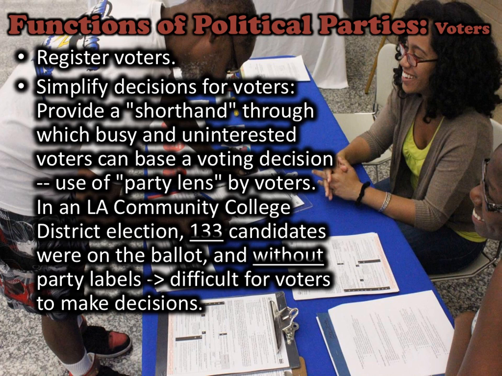Also, having somebody run for an election and list what party they are makes it easier for voters to make a decision. For instance, in the LA Community College District, 133 people ran on the ballot and they didn't even have a party label. It's difficult for voters to even know: is this a conservative person, a liberal person? I have no idea, because they're not labeled as a Democrat or as a Republican. So the label helps. It's easier to know who to vote for on election day.